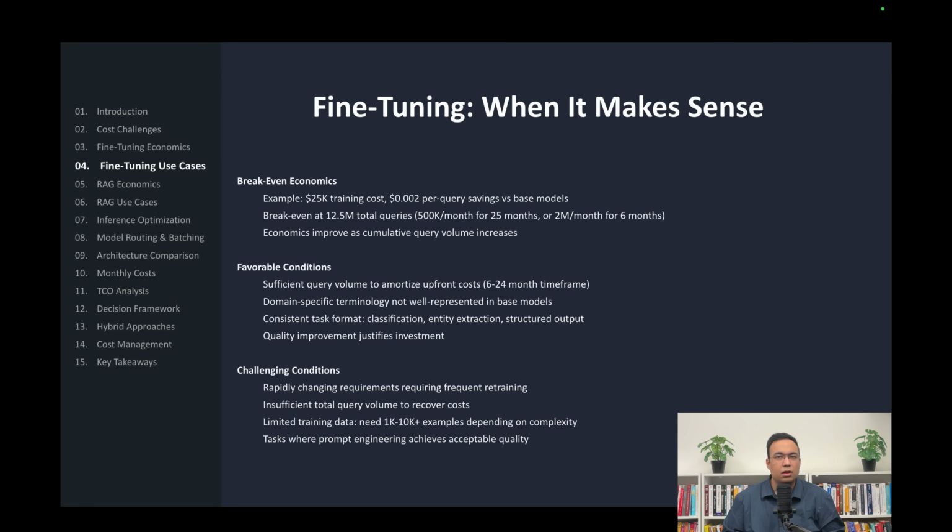And number four, tasks where prompt engineering achieves acceptable quality. So, for example, why would you invest in fine tuning if you can get 90% results from prompt engineering techniques and optimizations? So, the strategic question you should ask is: will we execute enough queries over the next 12 to 24 months to justify this upfront investment? Let's contrast that with RAG systems, which will have a completely different cost profile in the upcoming slide.